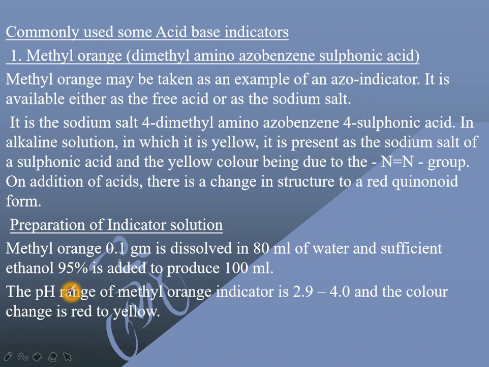Next we can discuss in detail the commonly used indicators in acid-base titration. The first one is methyl orange. Its chemical name is dimethyl aminoazobenzene sulfonic acid. It comes under the azo indicator category. It is available either as a free acid or as a sodium salt. If it is a sodium salt, the name will be sodium salt of dimethyl aminoazobenzene sulfonic acid.